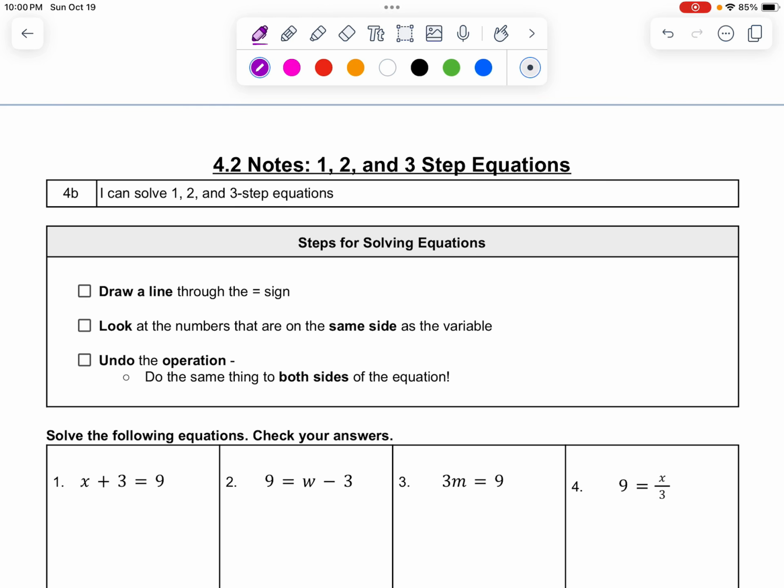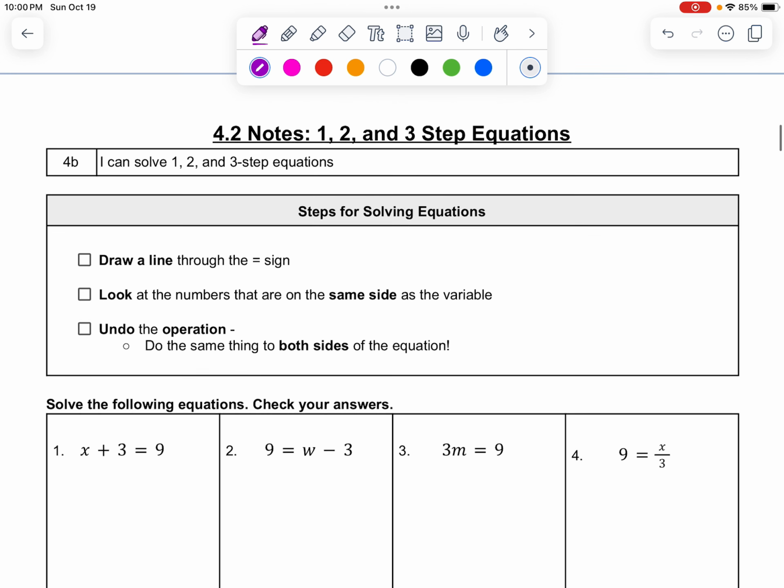Hi everybody! In this video, I'm going to be going through the notes for lesson 4.2, which is all about solving equations. In our previous lesson, we learned that we could check whether or not a number was a solution. But today what we're going to learn is how to find solutions instead of just checking if numbers are solutions or not. Here are the steps we're going to follow.